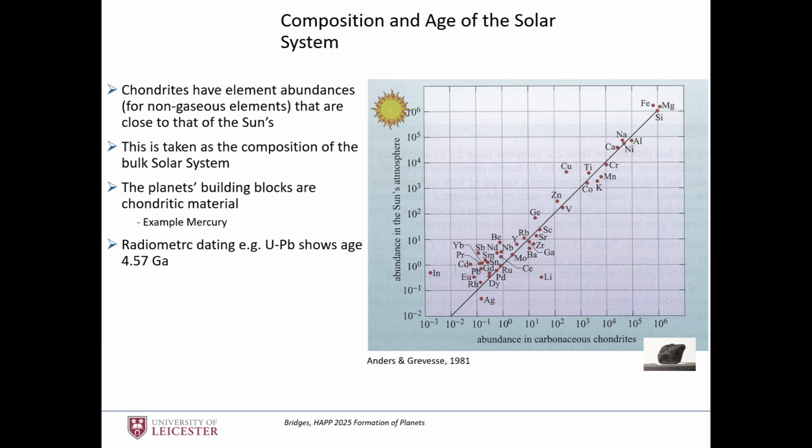This has some direct implications for some of the source materials, the planetary embryos for our planets. I'll give an example of Mercury and how we can relate that directly to some of our meteorite types. And the age of this, well, we don't have time to talk about radiometric dating, but all this was basically kicking off 4.57 billion years ago as previous star generations started to collapse into our solar nebula.